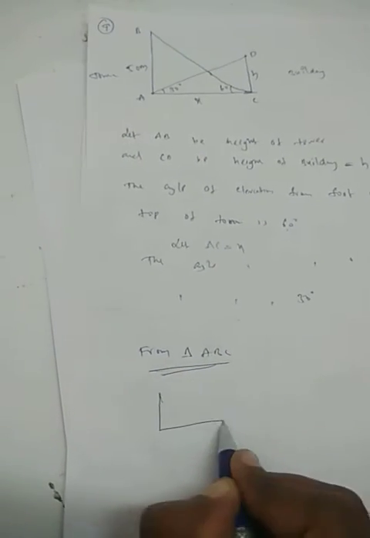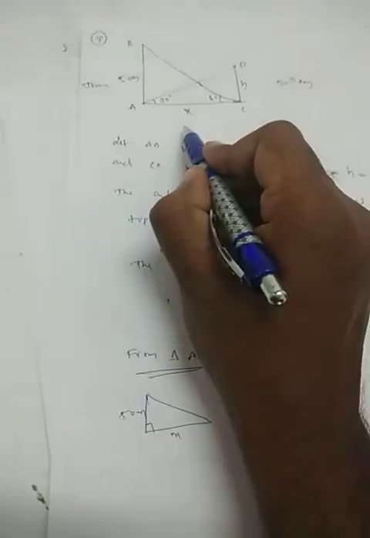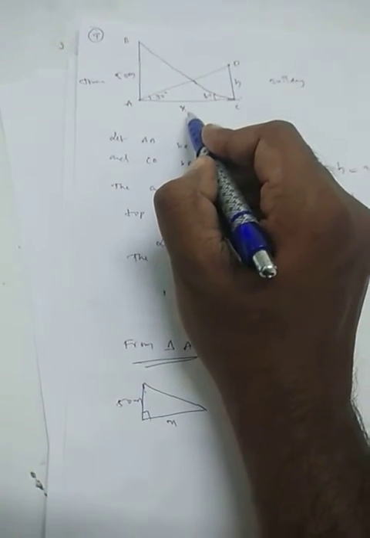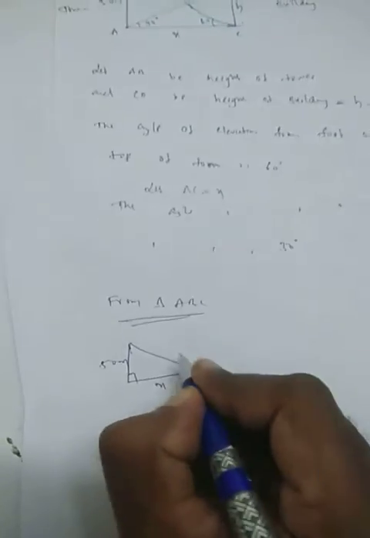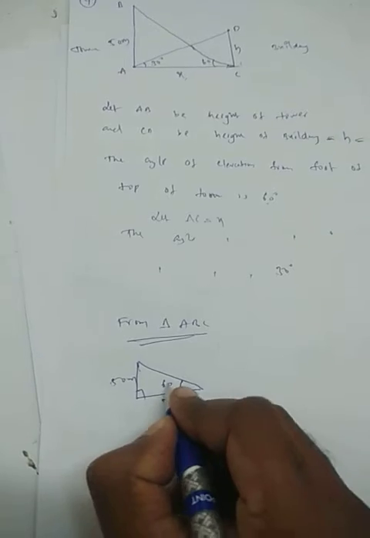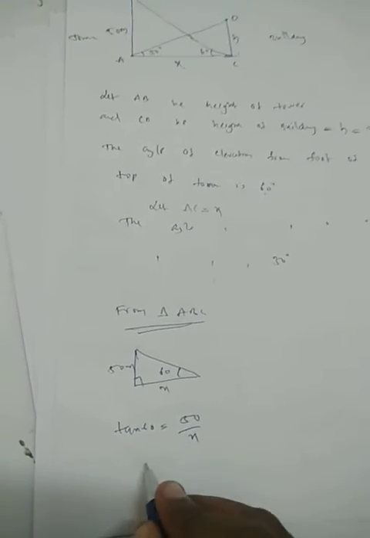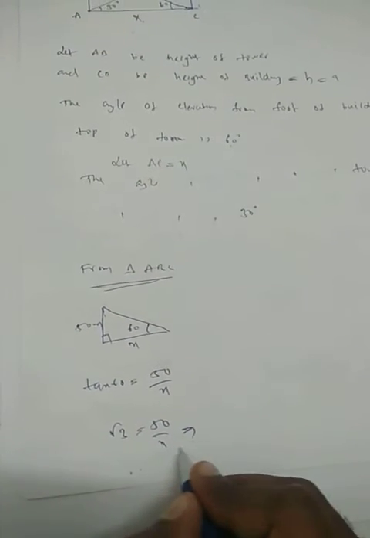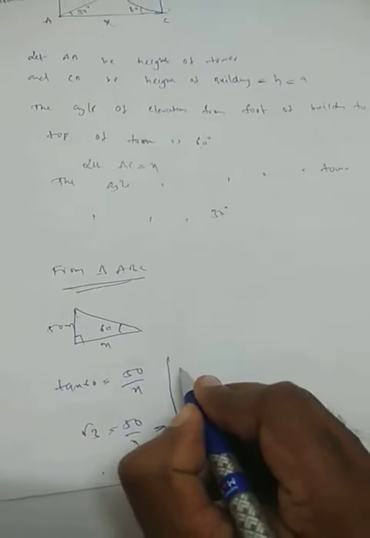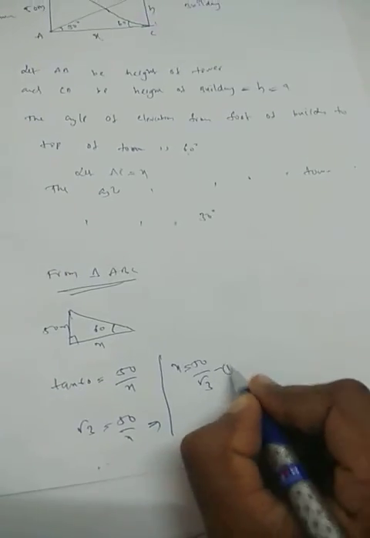Here this will be 50 meters. We want the H value. Why are you taking this? Definitely to find this value, we have to know this one. The reason is that this has to be known for the relation. This angle will be 60 degrees. Tan 60 is equal to 50 by x. So root 3 is equal to 50 by x. Cross multiplying, root 3 into x is equal to 50, so x is equal to 50 upon root 3. Mark it as number 1.